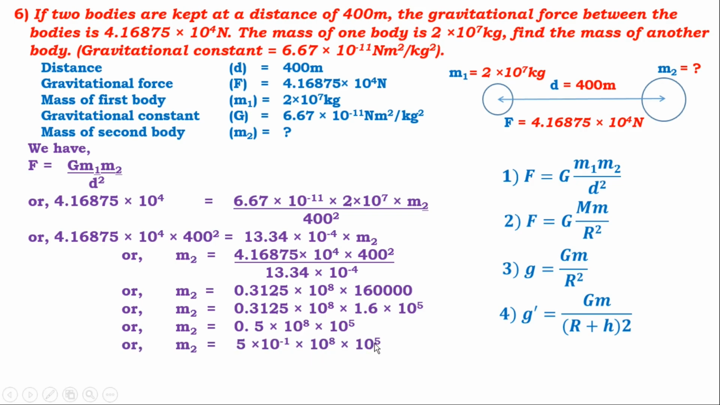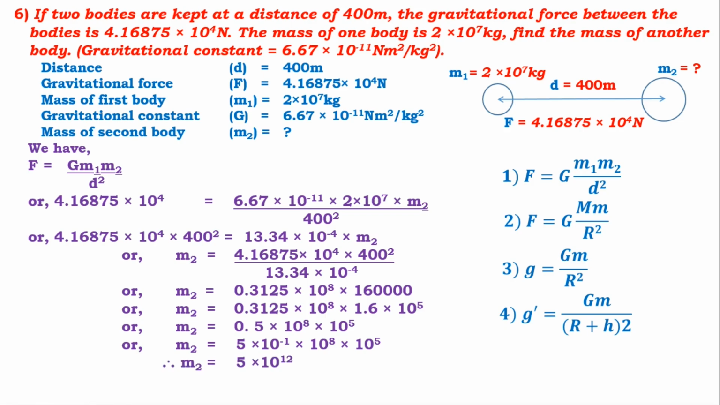Remaining powers are same. Now what happened at last? 10 to the power 8 plus 5 becomes 13, and 13 minus 1 becomes 10 to the power 12. This is the final answer, 5 into 10 to the power 12. So I am writing this. Therefore m2 equal to 5 into 10 to the power 12.